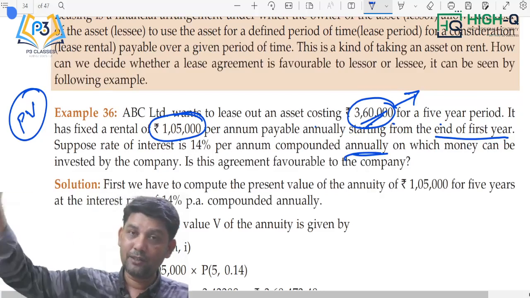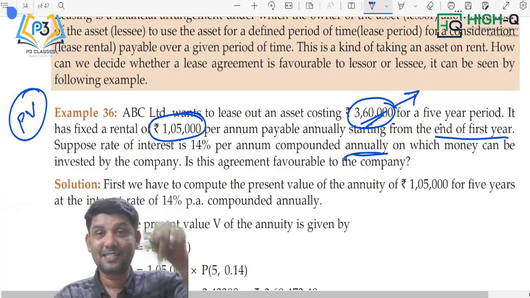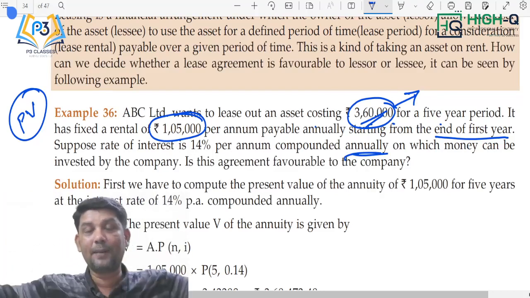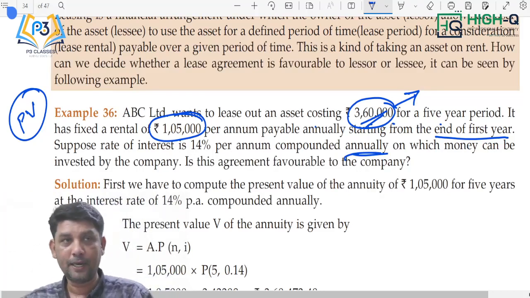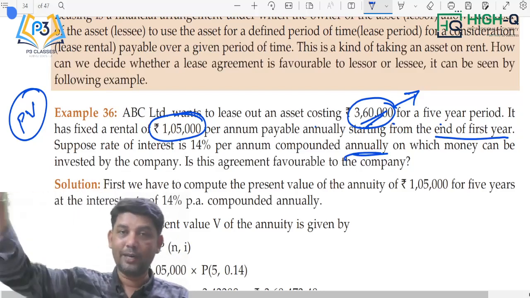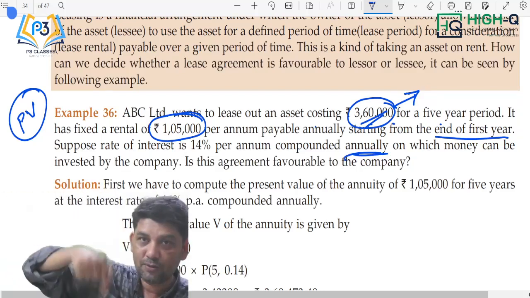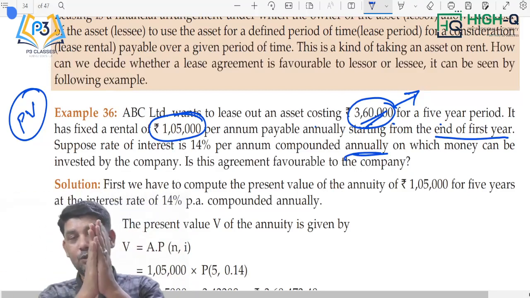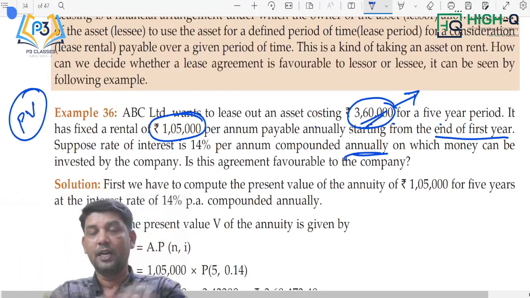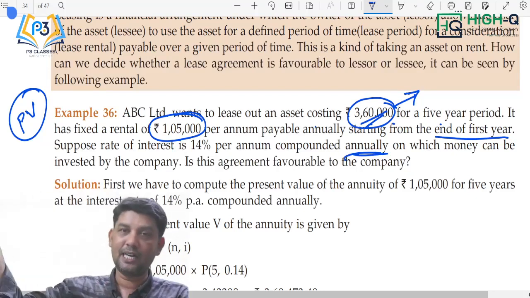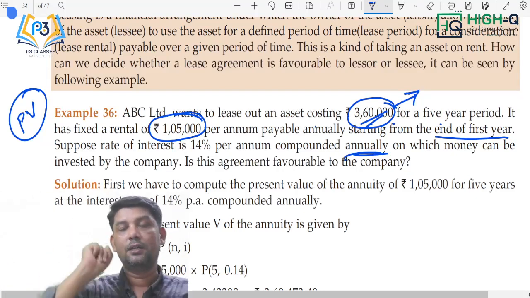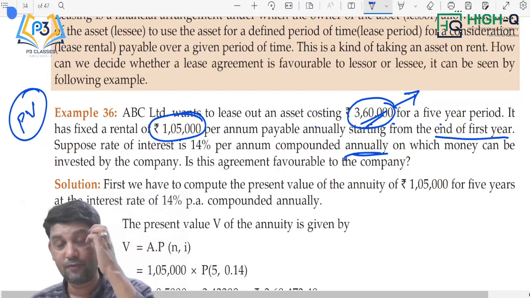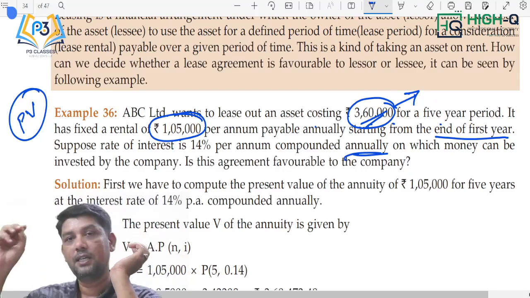5,25,000 you are going to get in future, not now, but 3,60,000 you are getting today. So direct comparison is not possible. So how to compare? That 1,05,000 which you are going to get in future, you find its value today, that is the present value of that 1,05,000. After that you compare with the 3,60,000. If that amount is more than 3,60,000, then rent is feasible, that is favorable. If it doesn't come, then leasing is feasible.